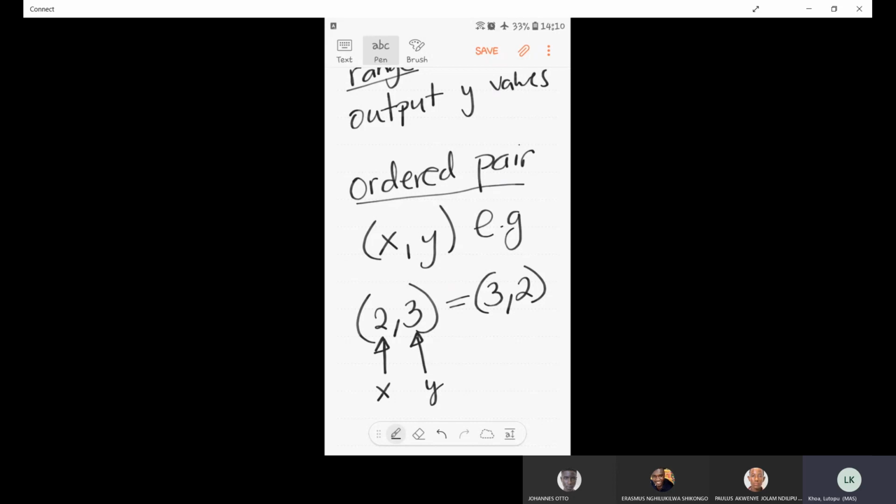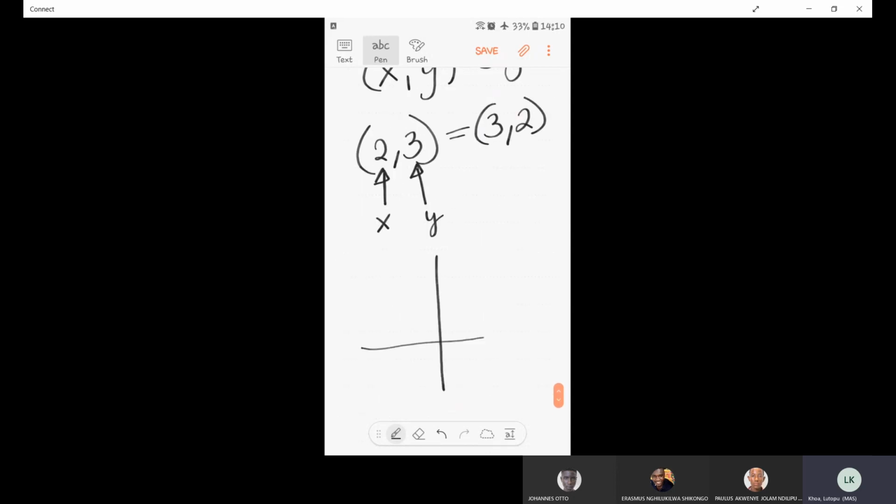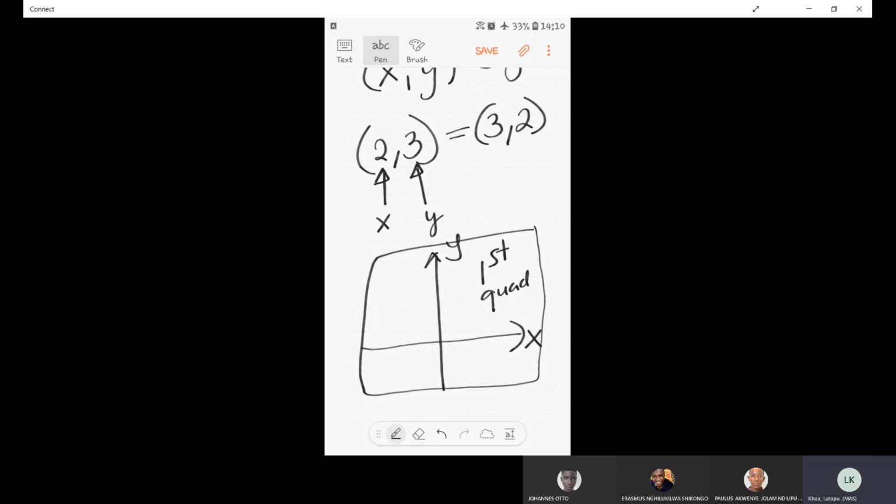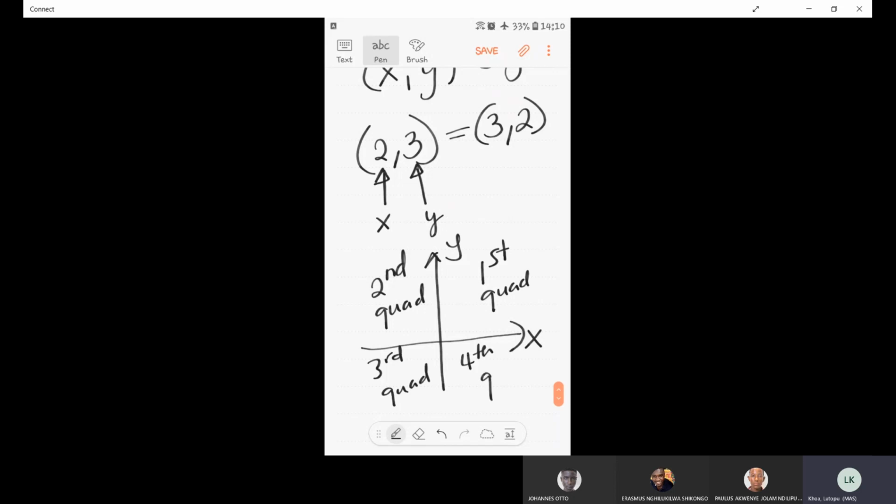Now these ordered pairs, we plot them on the x and y axis. So you have your x-axis, you have your y-axis. Now this is called the first quadrant. So quadrant is like 4, so it's like you have your paper and then you divide it into 4 parts. So each of those is called a quadrant. Then this is your second quadrant. This is your third quadrant. And this is your fourth quadrant.